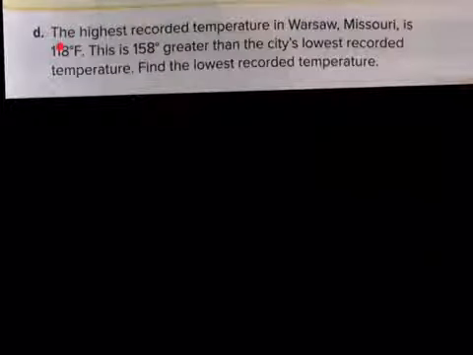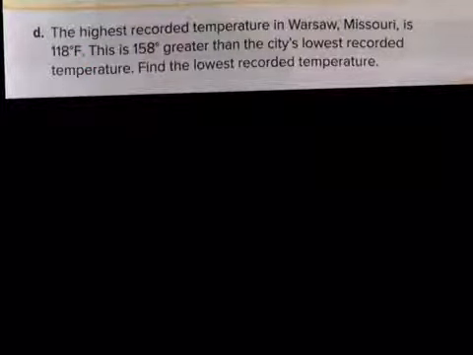Let's try the example. The highest recorded temperature in Warsaw, Missouri is, wow, 118 Fahrenheit. My goodness, you could boil an egg on a car with that. This is 158 degrees greater than the city's lowest recorded temperature. Find the lowest recorded temperature. So clearly, boys and girls, we're looking for the difference between these two. Now we could just simply subtract it, but how can we write it algebraically speaking?